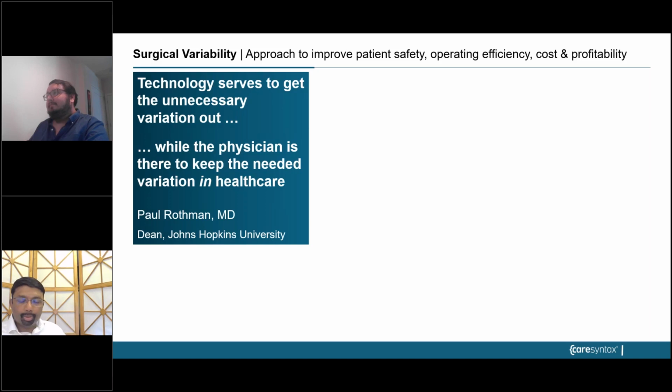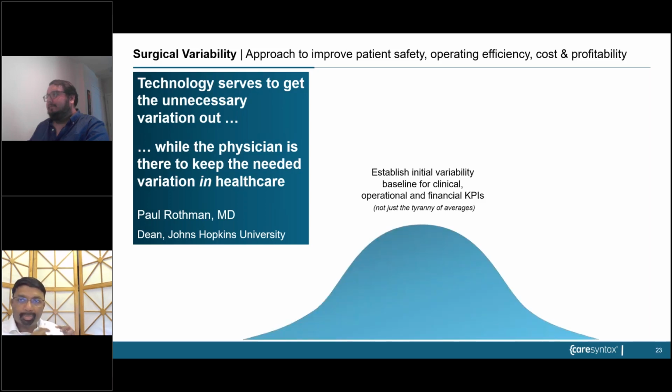So I really like this quote from Dr. Paul Rothman, who said, technology serves to get the unnecessary variation out, while the physician is there to keep the needed variation in healthcare. So an approach using data-driven surgery to remove this unnecessary variation could be to say, first establish that initial baseline for your clinical, operational, and financial KPIs. And not just what I call the tyranny of averages, right?